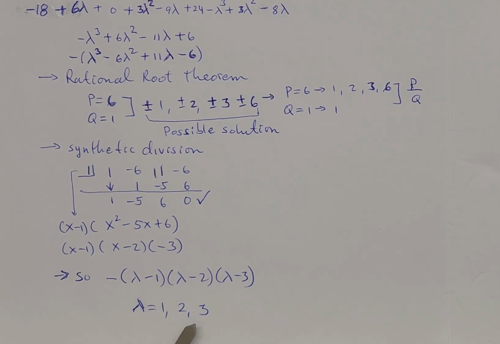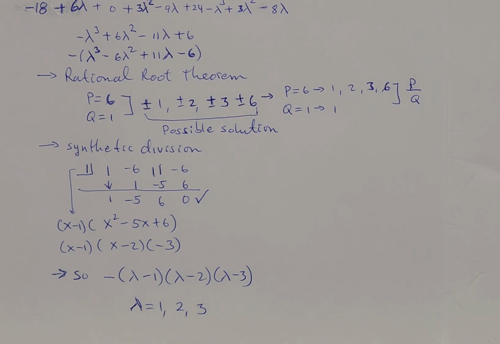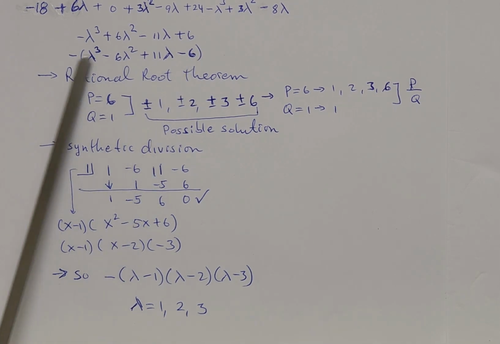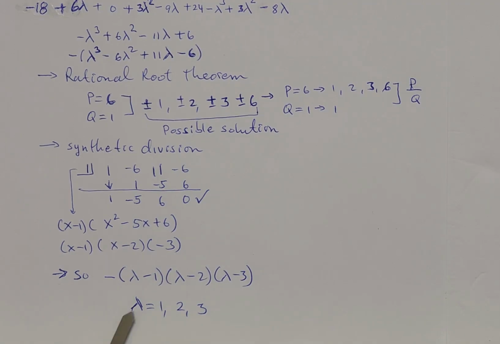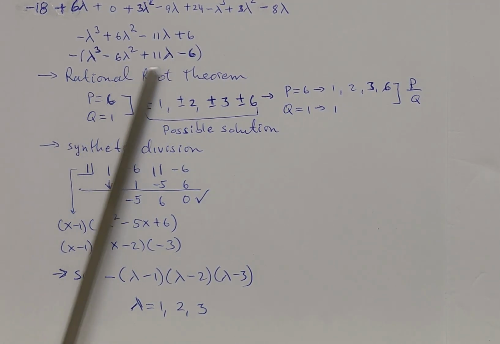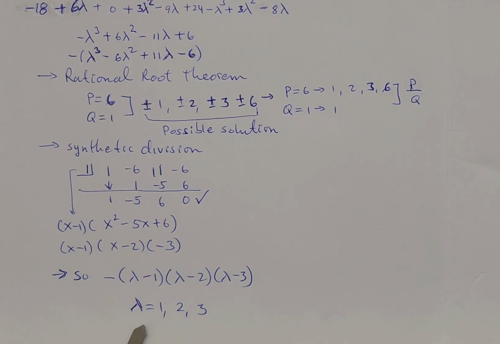So these are the eigenvalues that we need to use so that I can get the basis for each of the eigenvalues. Again, this right here is the characteristic polynomial. This right here is the eigenvalue. Now use these eigenvalues to get the basis or vector.